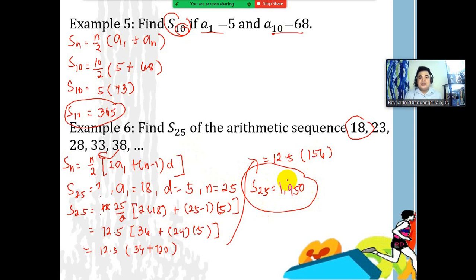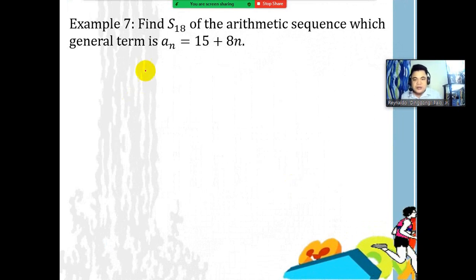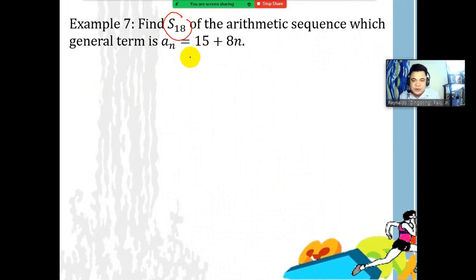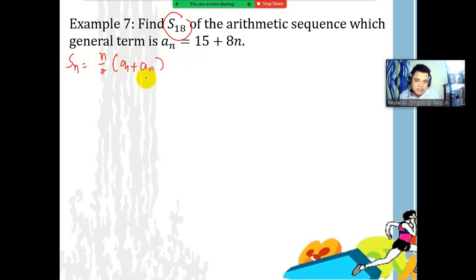So in this case, and in example 5 and example 6, you can now differentiate the uses of the two formulas. Okay? Next, let's have example 7. Find S sub 18 of the arithmetic sequence whose general term is a sub n equals 15 plus 8n. As you can see, we are looking for S sub 18. We can use the simple formula S sub n equals n over 2 times a sub 1 plus a sub n, or the first and last terms.